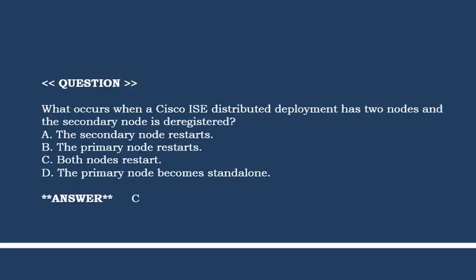Next question is, what occurs when a Cisco ISE distributed deployment has two nodes and the secondary node is deregistered? Option A, the secondary node restarts. Option B, the primary node restarts. Option C, both nodes restart. Option D, the primary node becomes standalone. Correct answer is option C.